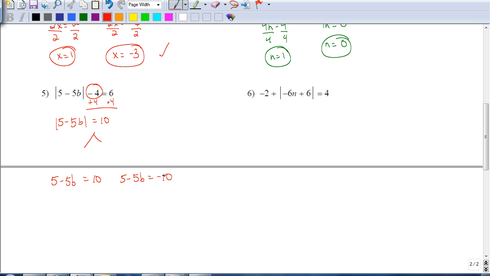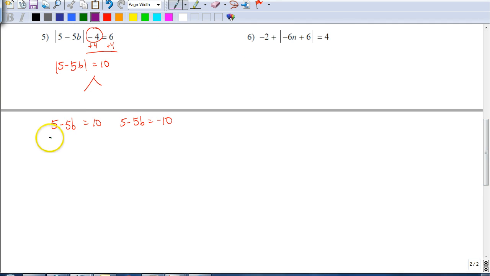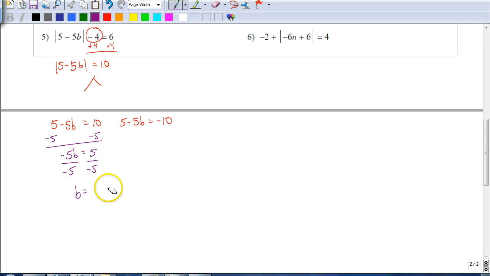So those are my 2 equations, because I could put 10 inside of there and get 10 as my answer, or I could put negative 10 inside of here and get a positive 10 as my answer. So it means 5 minus 5b could be equal 10 or negative 10. Now let's solve both of these. For the first one, I'm going to subtract 5 from both sides. Make sure you bring down that negative, so it's a negative 5b. 10 minus 5 is 5. Divide both sides by negative 5. Gives me b equals negative 1.